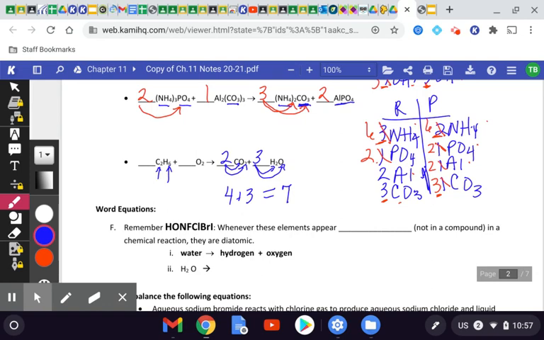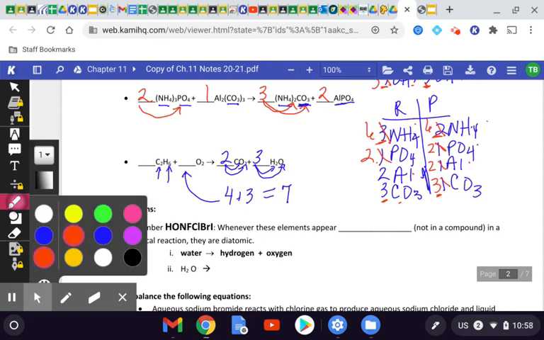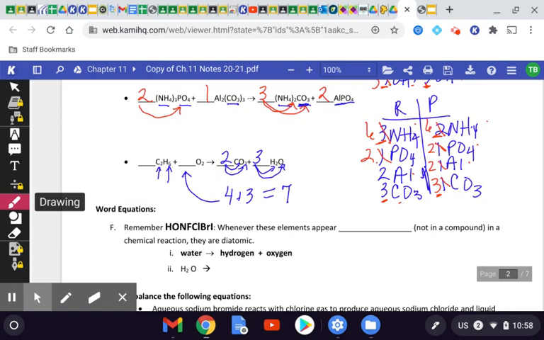Well, to get 7 oxygens here, I would need a decimal value. I would need 3.5. Now, you cannot have decimal values in your answers. So to get rid of the 3.5 you would need there, what I end up having to do is going and doubling everything in the reaction. And then whatever this odd number is here, that's going to become my coefficient in the problem.